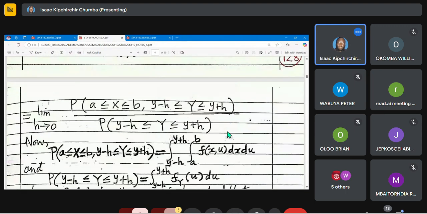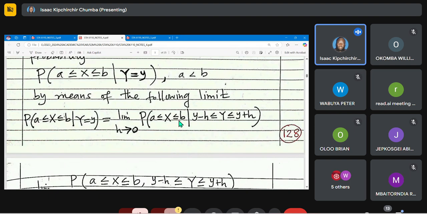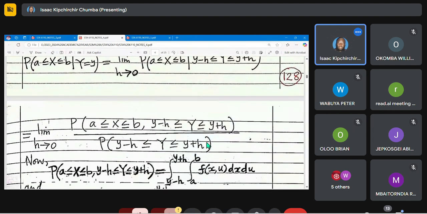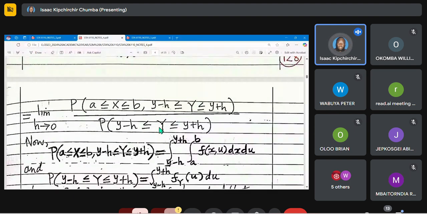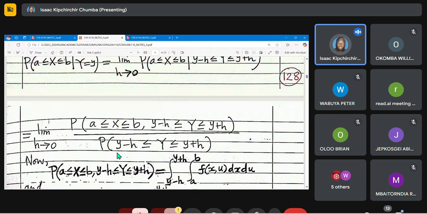Now, remember, how do you compute conditional probability? It's actually the joint over the marginal. So basically, the joint will be x lies in the interval AB and y lies in the interval y minus h and y plus h. That is now the joint. And then the denominator will be the marginal probability, that means the probability that y lies in the interval y minus h and y plus h.